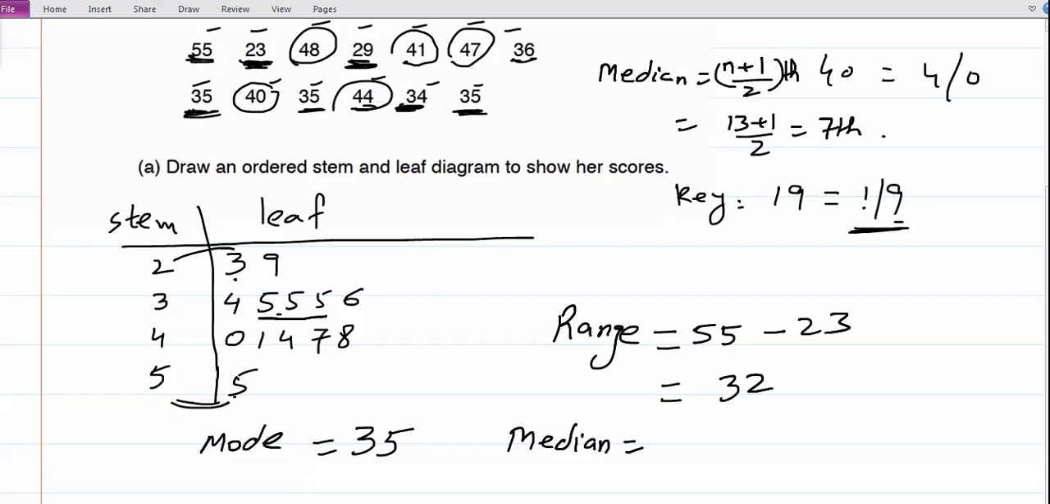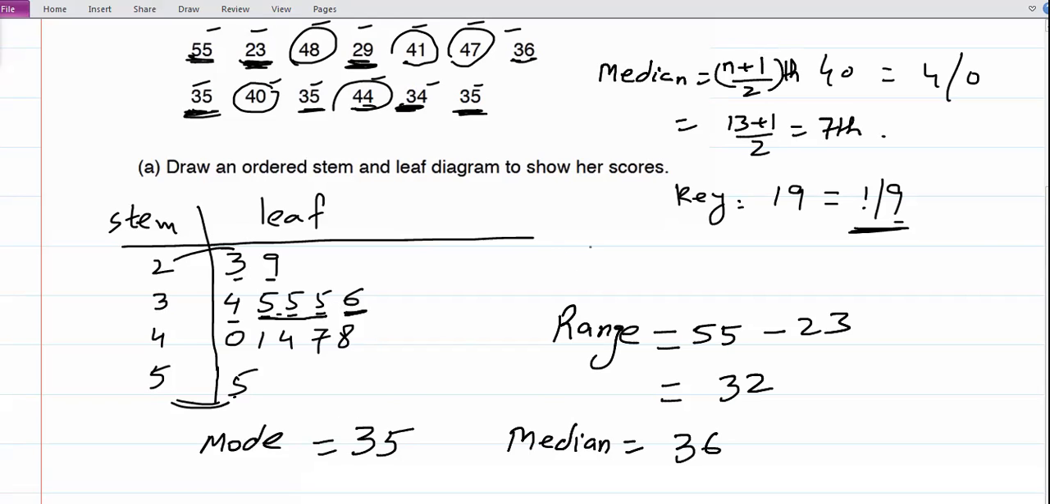Which is the 7th value? 1, 2, 3, 4, 5, 6, 7. The one ending with 6 with the stem 3. So it means the median is 36. Okay, that is the way.